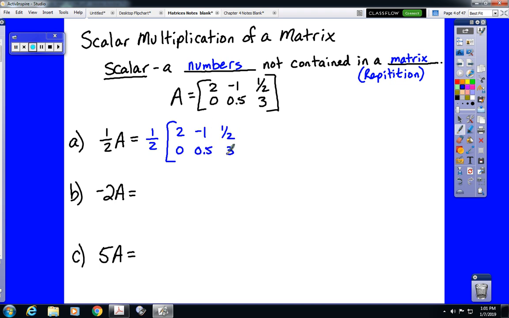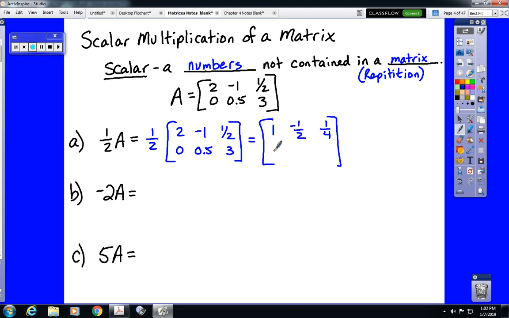by our scalar. So if we did 1/2 times A, that's 1/2 times the information located in matrix A. And all we do is we multiply every single number by 1/2. So that would be 2 times 1/2 is 1. Negative 1 times 1/2 is negative 1/2. 1/2 times 1/2 is 1/4.